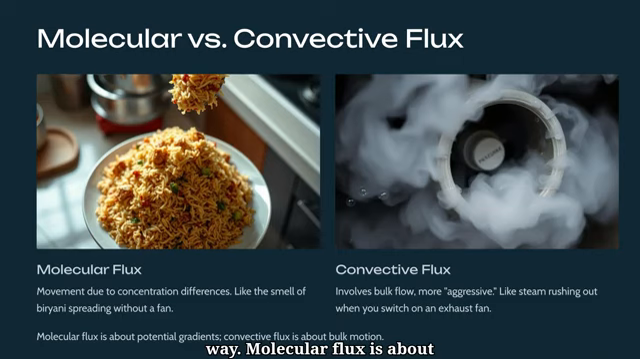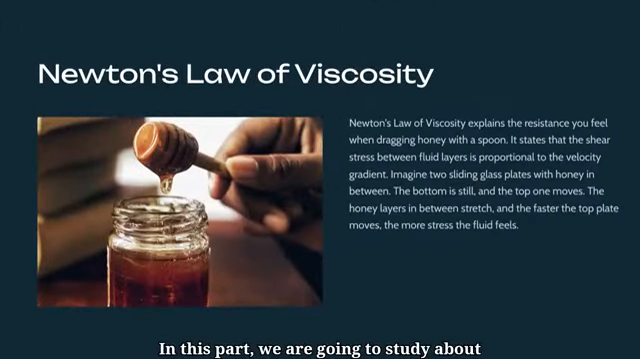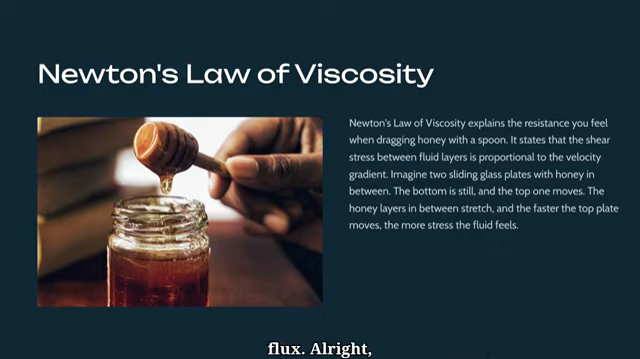Molecular flux is about potential gradients, like heat moving from hot to cold or perfume spreading. Convective flux, that's bulk motion, like water flowing through a pipe or wind carrying pollen through a garden. It's kind of poetic, right? One's about natural, quiet shifts, the other's like, let's move people. And both of them are super important in understanding how stuff moves, whether it's heat or momentum. In this part, we are going to study Newton's law of viscosity and momentum flux.